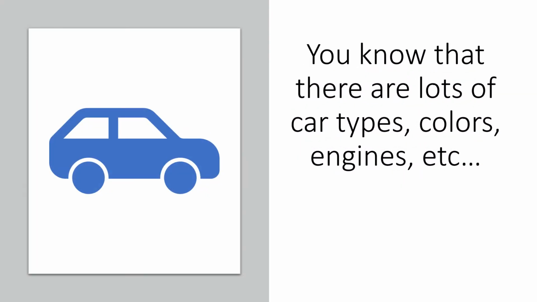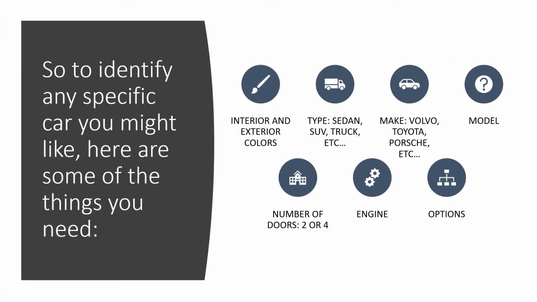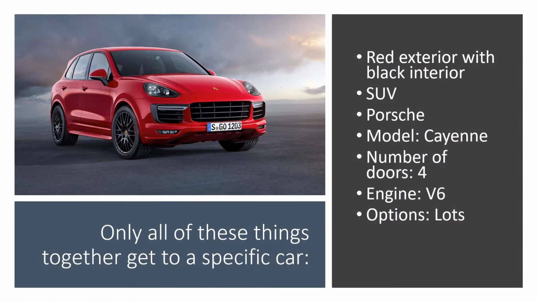You know that there are lots of car types, colors, engines, etc. And to identify any specific car you might like, you really need to dial it in, right? You need to know what kind of colors you're looking for, whether it's an SUV or a truck or a sedan. You need to know the make, the model, the year, the number of doors, the engine, the options you want, etc. Now, all of these things together get to a specific car like this one.